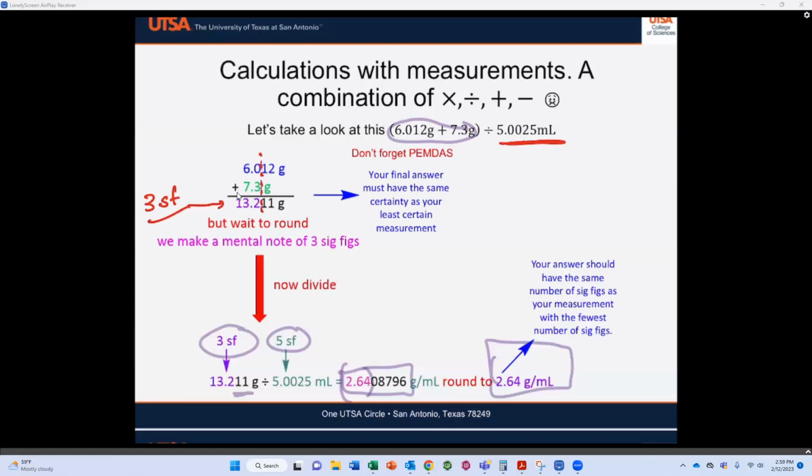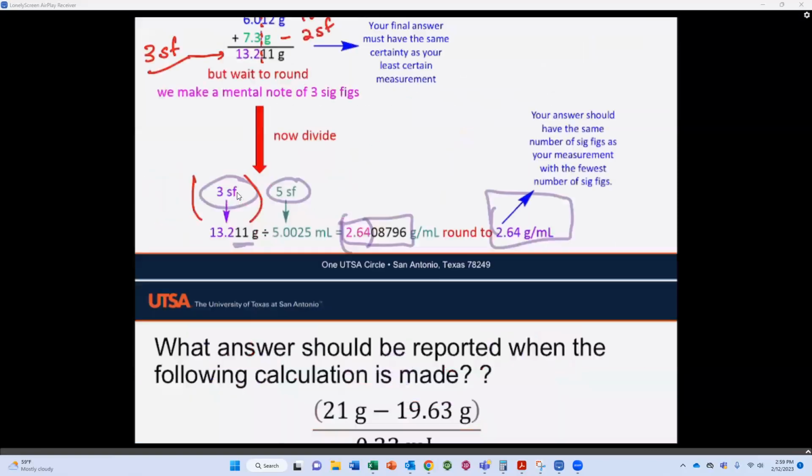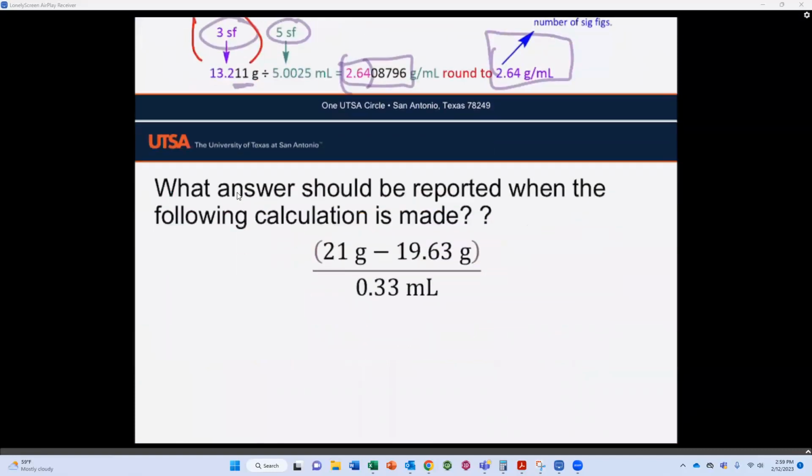And so again, it can be confusing when you're doing multiple calculations. Biggest mistake is you forget that just because we're switching rules here, addition and subtraction, you don't always get the same number of significant figures, and your final answer is one of your measurements. Multiplication, division, fewest number of significant figures determines how many sig figs are in your final answer. So let's do this final calculation. What answer should I report when I'm doing this calculation?